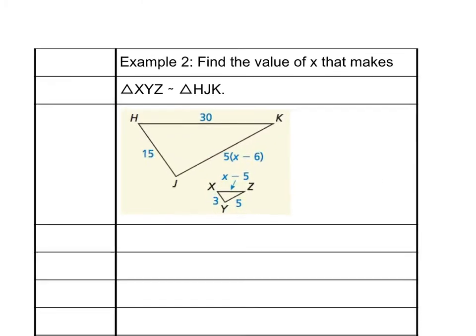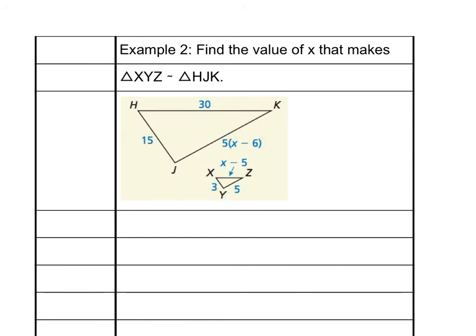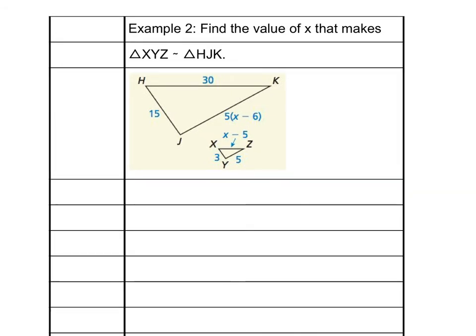All right, so find the value of X on this triangle that makes these two triangles similar. In order to be similar, their side lengths would be proportional. So we're going to set up a proportion, but we have to be kind of smart on which one we set up here because we want to make sure that we have enough information to solve for X. So I'm going to start with XYZ, the smaller one.